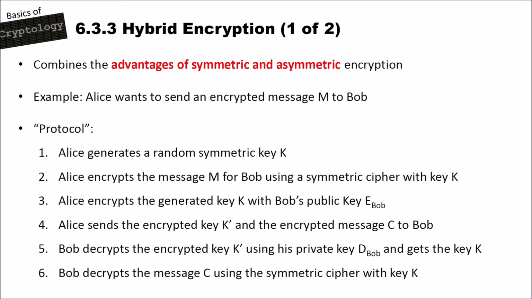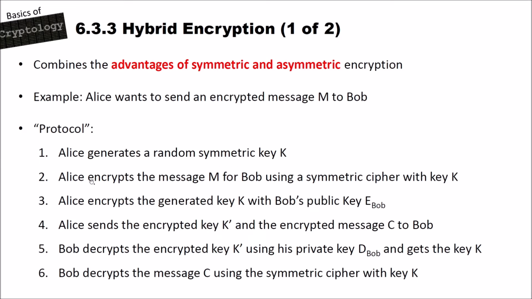Hybrid encryption combines the advantages of symmetric and asymmetric encryption. Let's have a look at an example for that. Alice wants to send an encrypted message M to Bob using hybrid encryption. And we have a simple protocol to do so. At first, Alice generates a random symmetric key K.